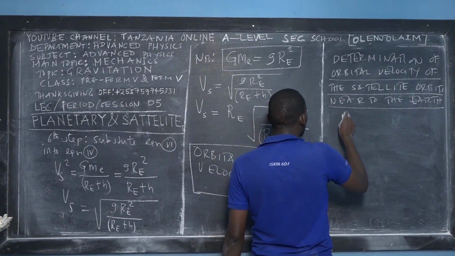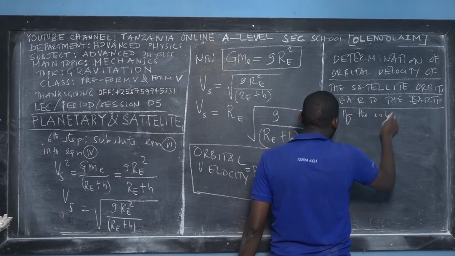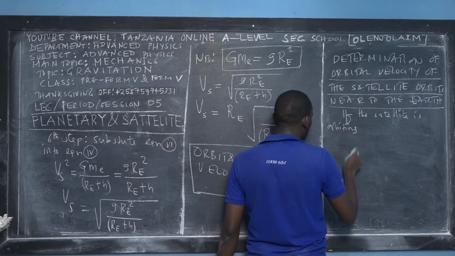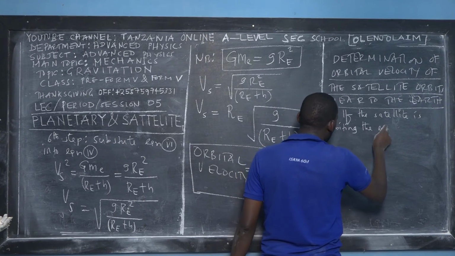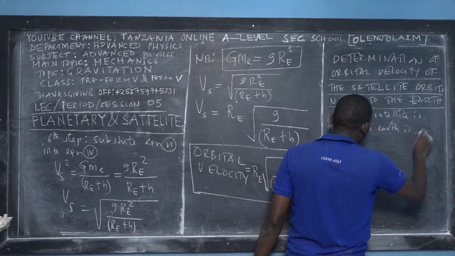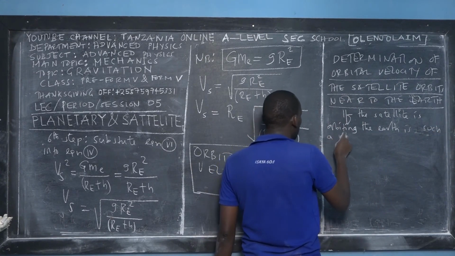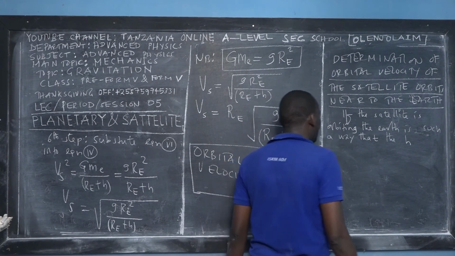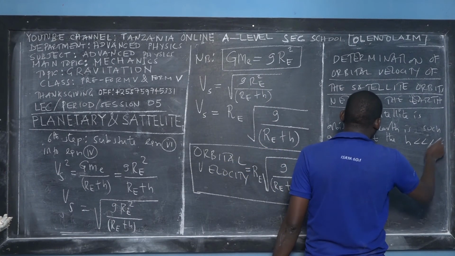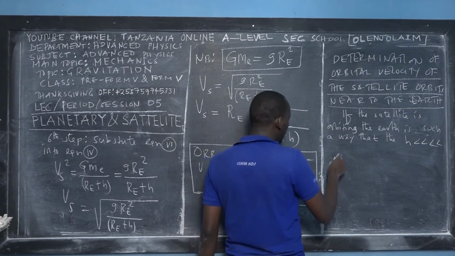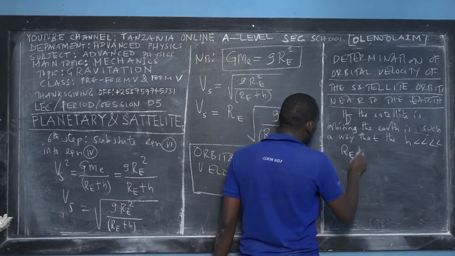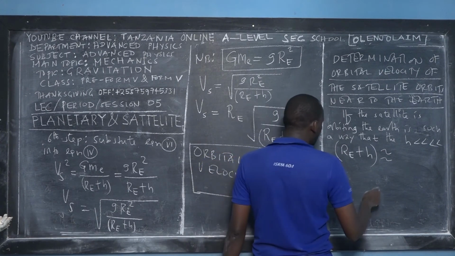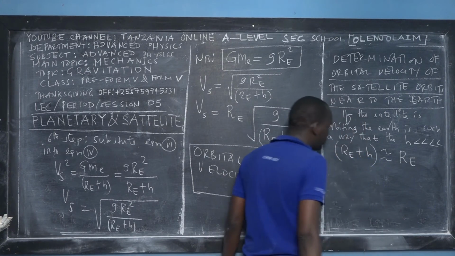We say that if the satellite is orbiting, or revolving, the Earth in such a way that the height of the orbit of the satellite is very small, such that the radius of the Earth plus the height of the satellite is very small, so this is approximately equal to the radius of the Earth.